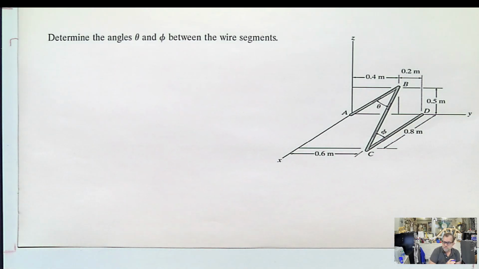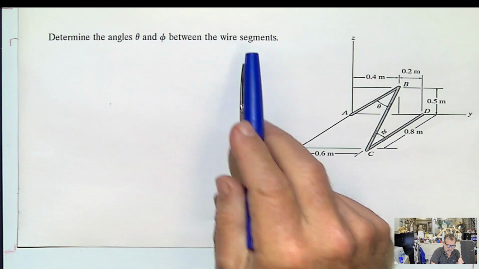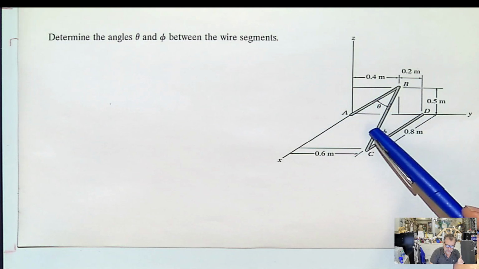Anyway, look at this problem here. It looks a mess, right? But don't get scared. Just look at it and see what they are asking you to do. Determine the angles theta and phi between the wire segments. So this angle and this angle.